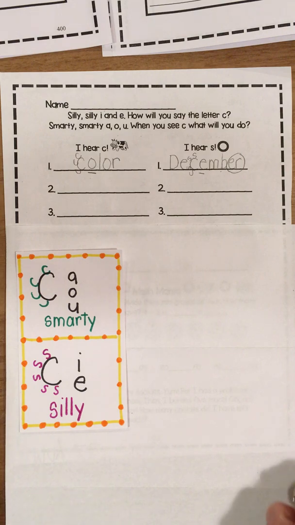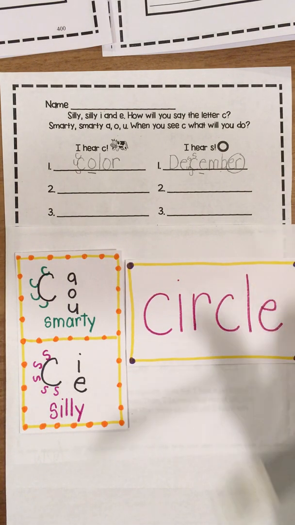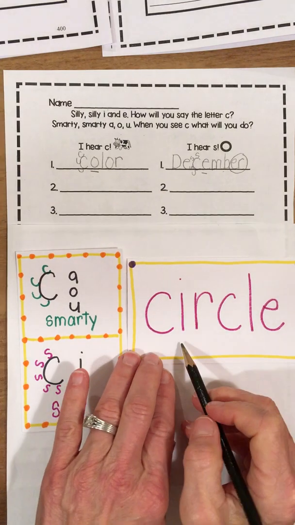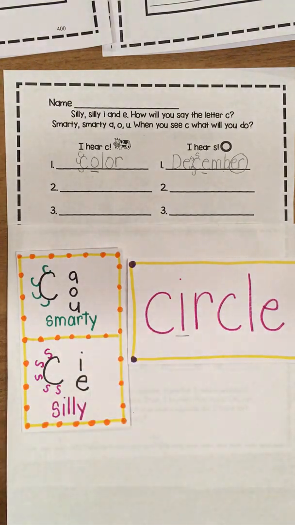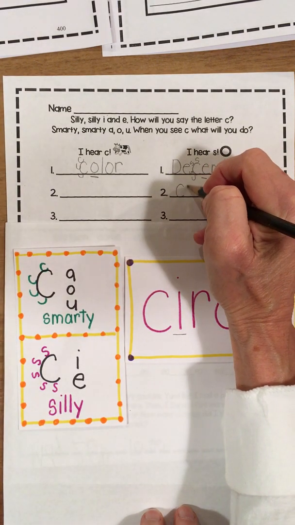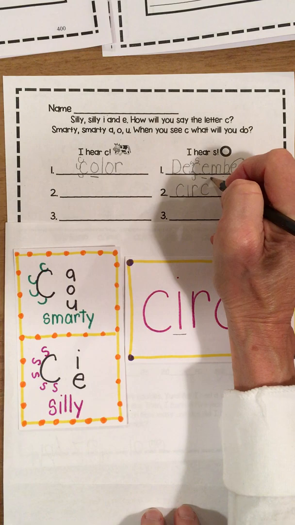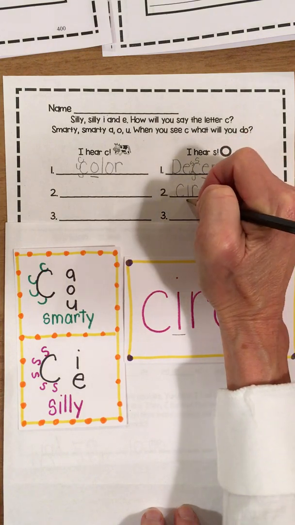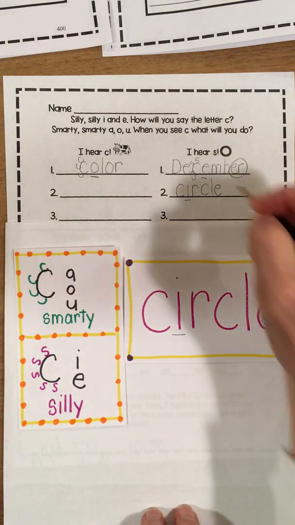All right, next word. Take a look at the letter next to the letter C. Here you go. I've got an I. I think you're getting really good at this. We've been working on this all week, so I'm considering you silly and smarty C experts. Here it is. This would be the word circle. I know I see another C there. We'll talk about that in a minute. There's that I.